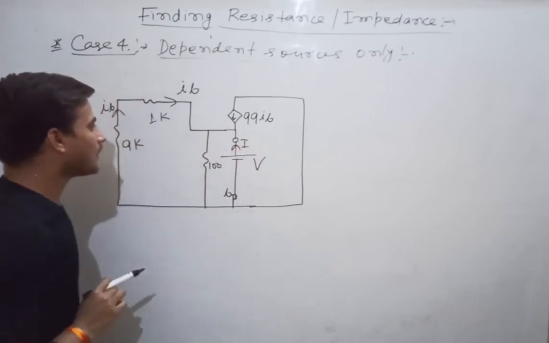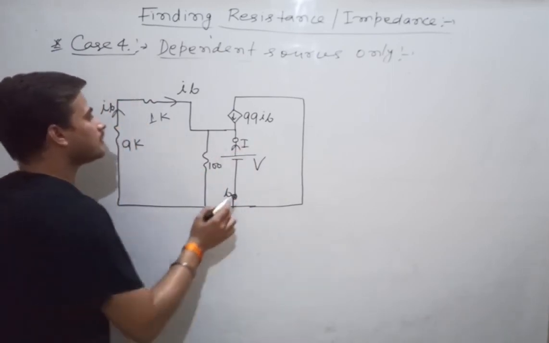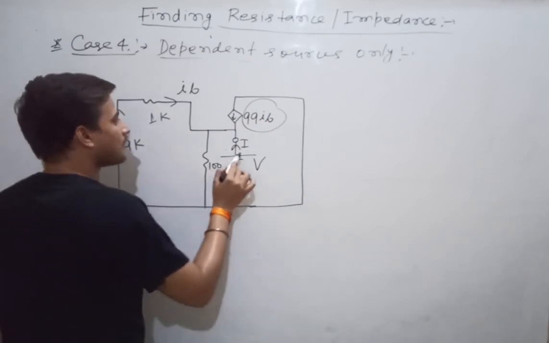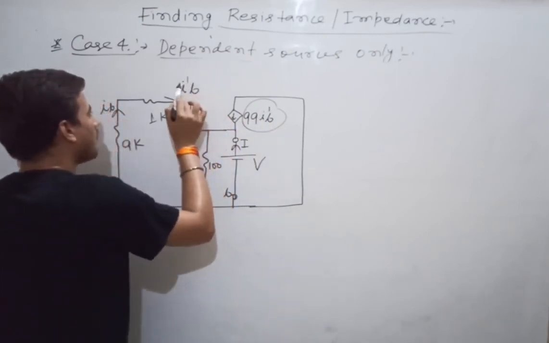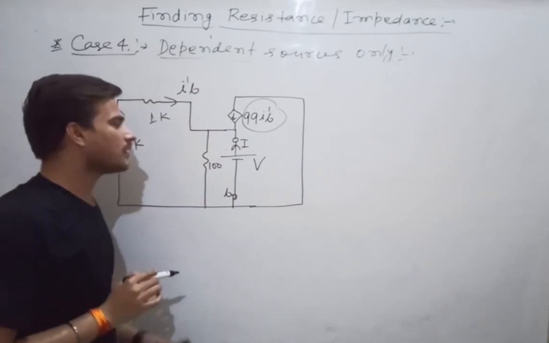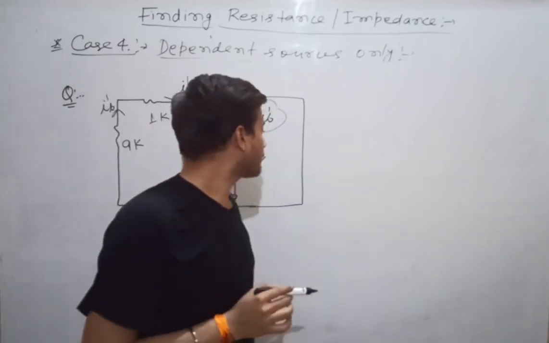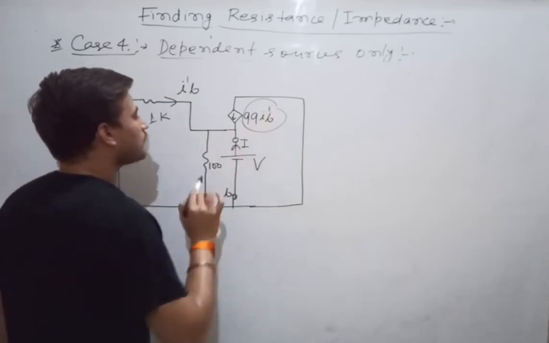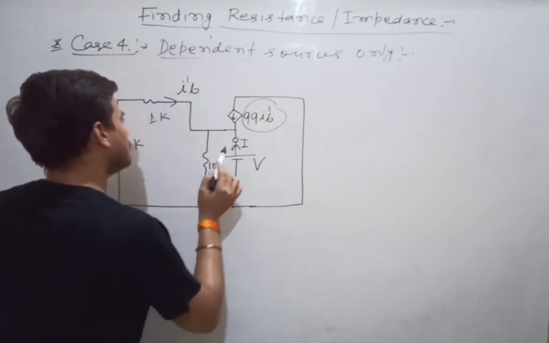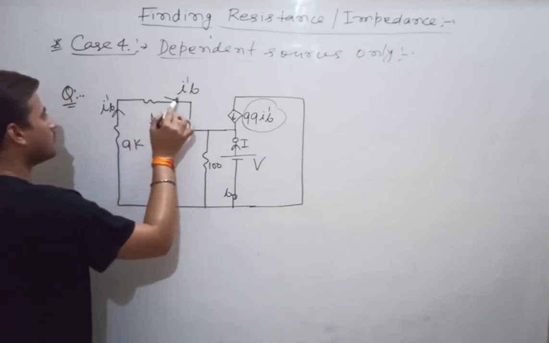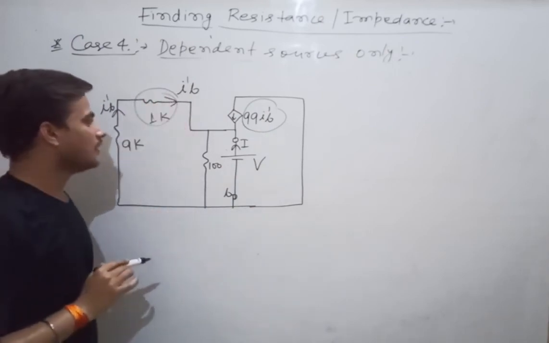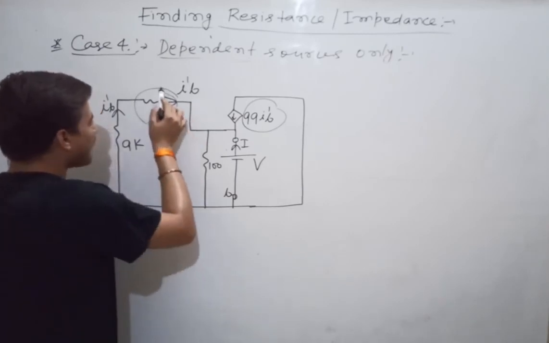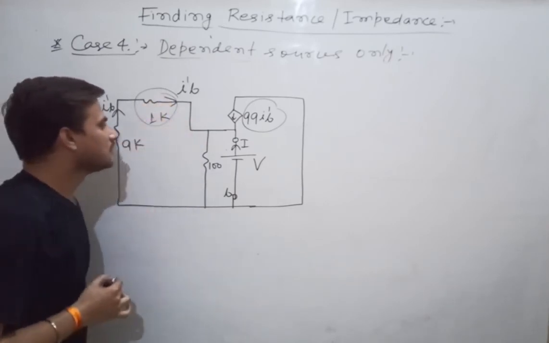What is the next step? Look at the magnitude of the dependent source. Once you connect the battery, IB will become equal to IB dash. Identify the branch upon which the dependent source depends, and apply Ohm's law in this branch. So how will you apply Ohm's law?